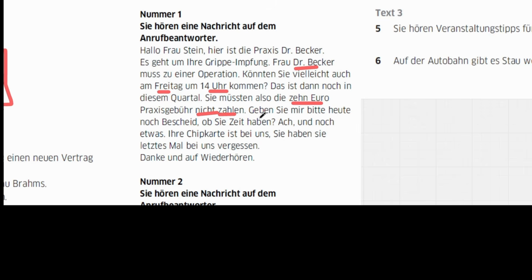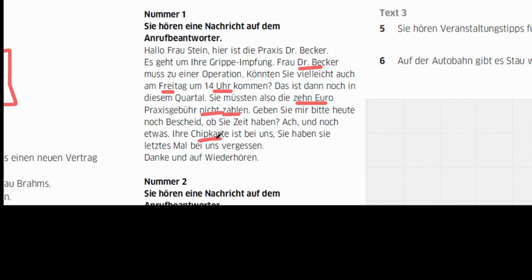Look at the next sentence. It says, "Please inform me if you have time on Friday at 2 p.m." So this means she is asking to call her again, call her back. So this makes "Zurück anrufen" the right answer. But if you notice, they have also used the word "Terminkalender", but it is used in some other context.